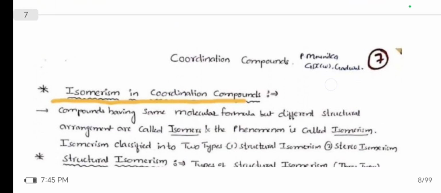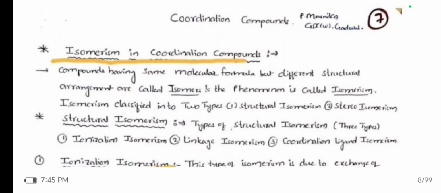Practice one example for valence bond theory: iron complex or cobalt complex. Practice one time. Next, isomerism concept.